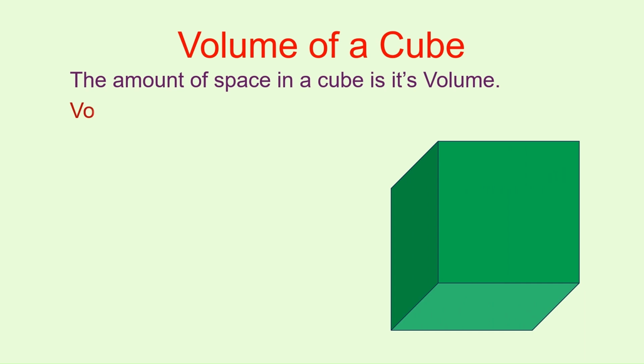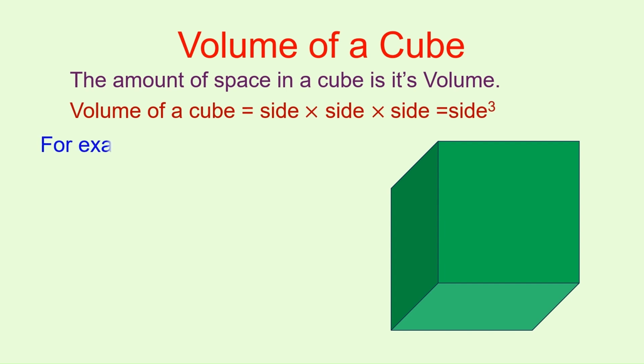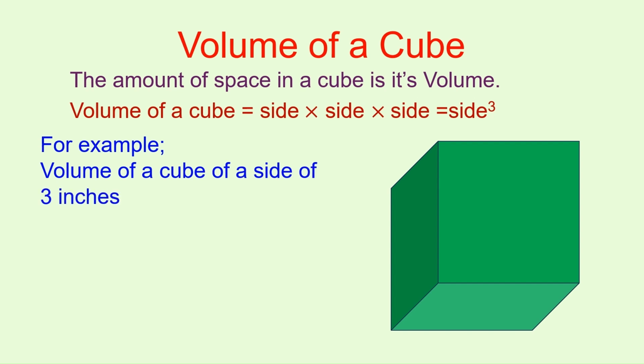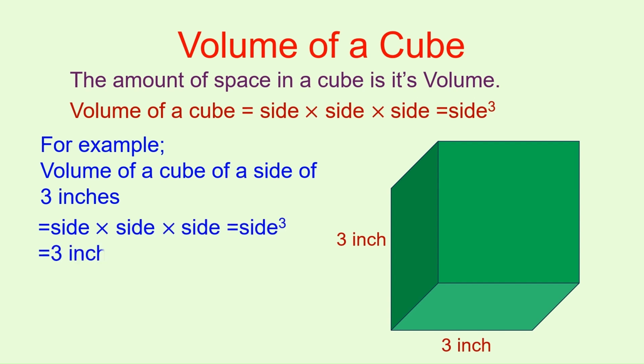The amount of space in a cube is its volume. Volume of a cube equals side times side times side equals side cubed. For example, volume of a cube of a side of 3 inches equals 3 inch times 3 inch times 3 inch equals 27 inch cubed.